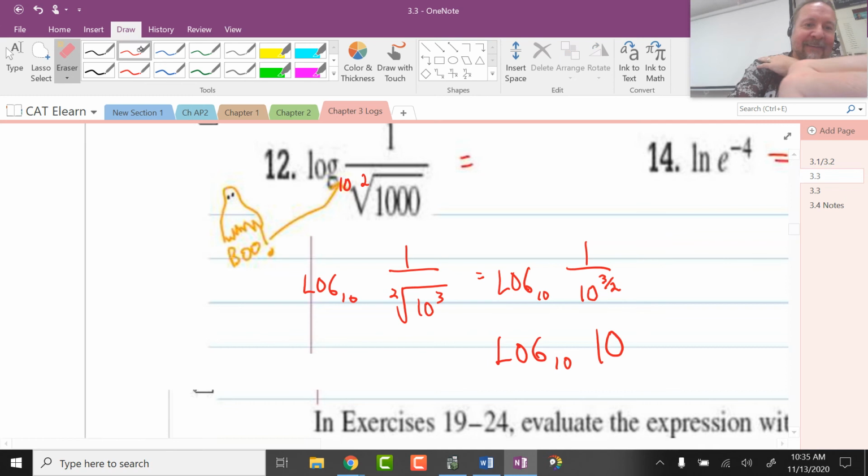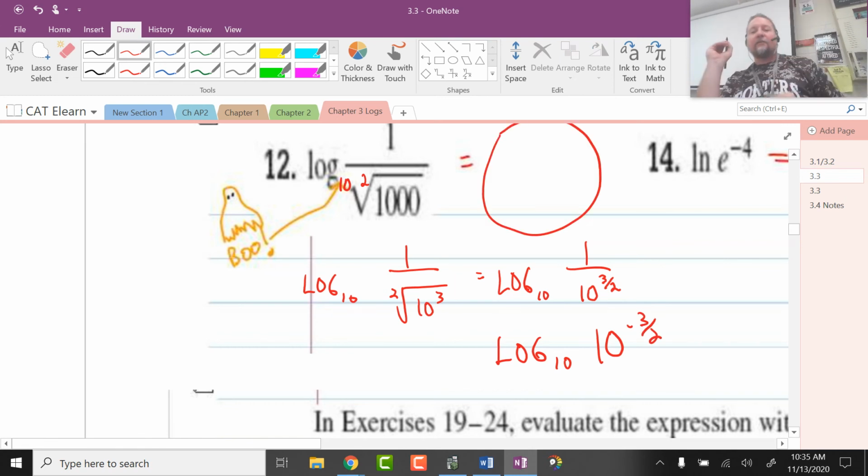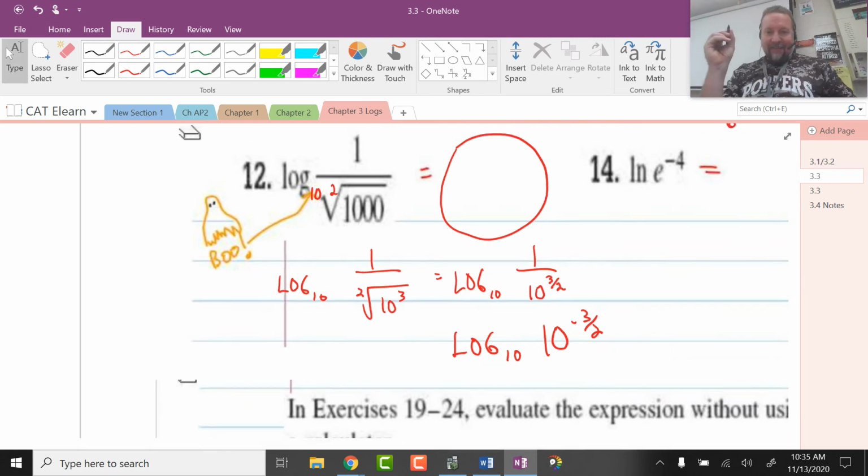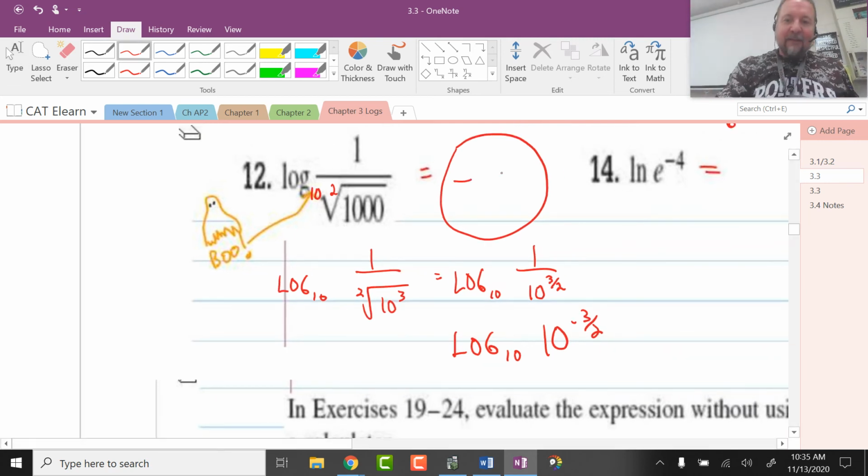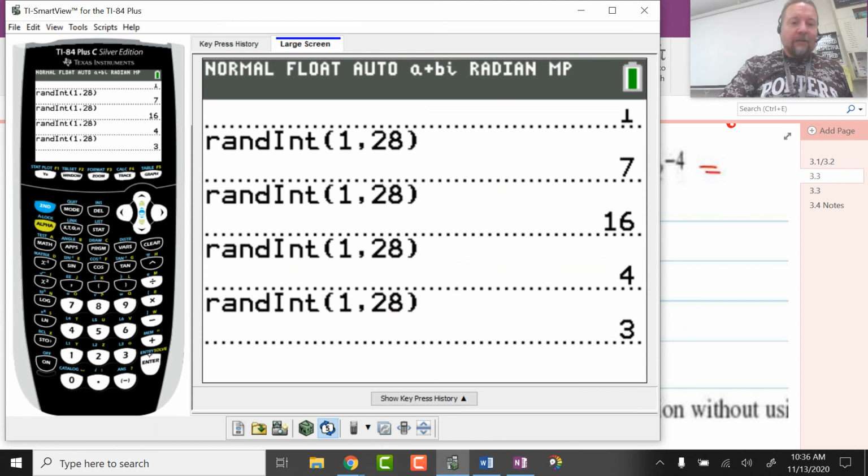Negative. All right, come on. All right, so -3/2. Okay, so then what is the power? What is this that goes in this circle, this answer here? Negative. Yep, say it. Yep, that's the power on 10 that makes this all happen. So we got to go through that progression.